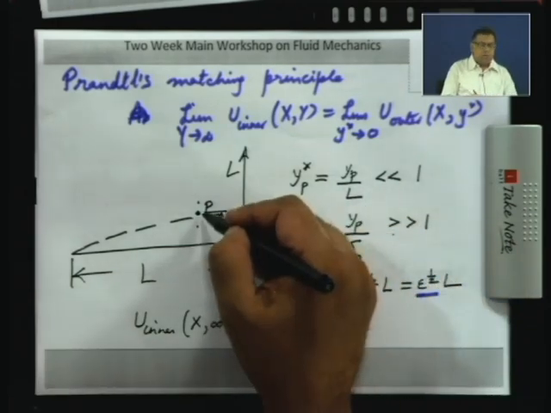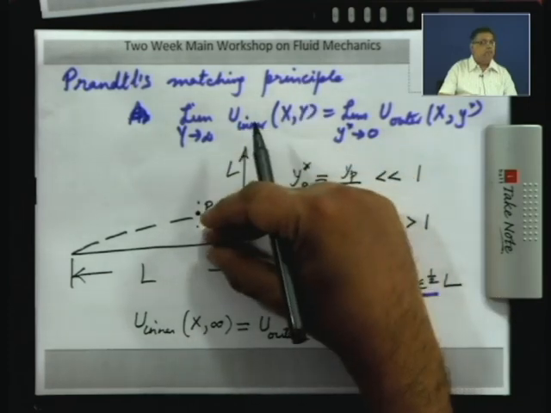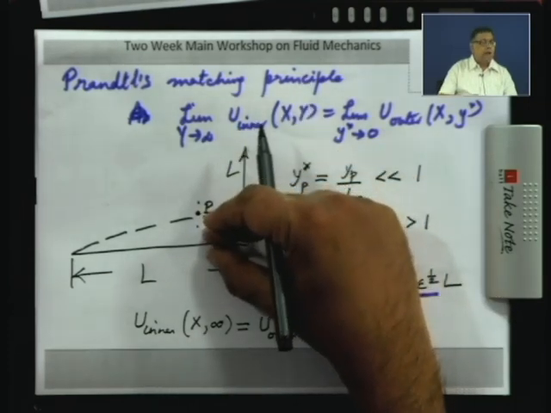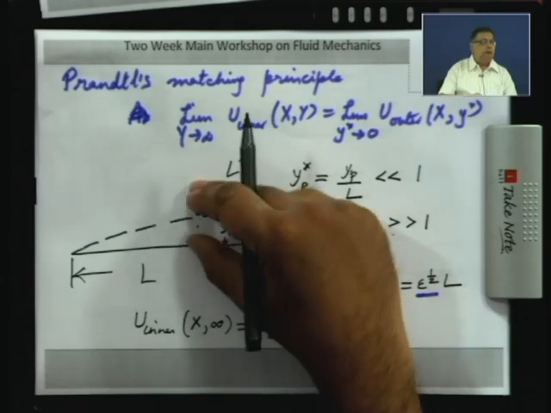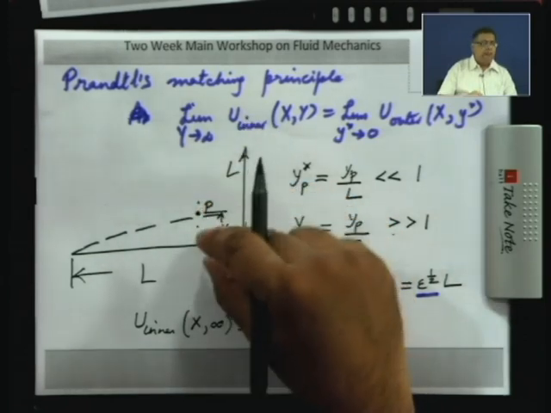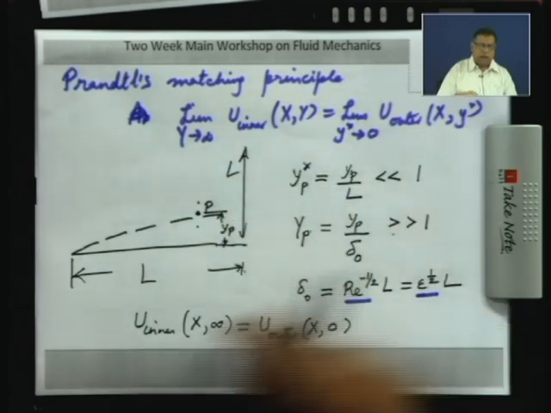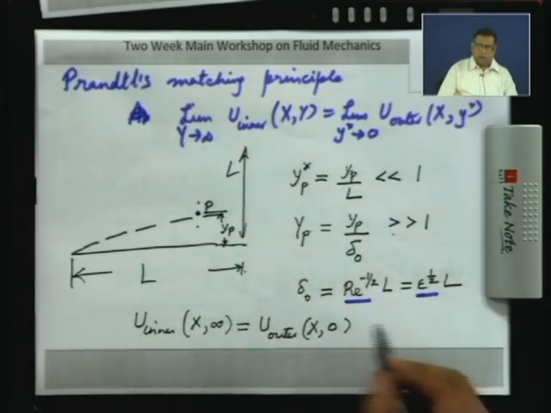So, the non-dimensional coordinate, when it is non-dimensionalized by the outer length scale L, is a small quantity because the boundary layer is thin. So, this point is very close to the plate, but this point could be outside the boundary layer also, it is the intermediate region. If you non-dimensionalize it by the order of magnitude of the boundary layer thickness, then it becomes a large quantity. So, this we will call u 0 of x.